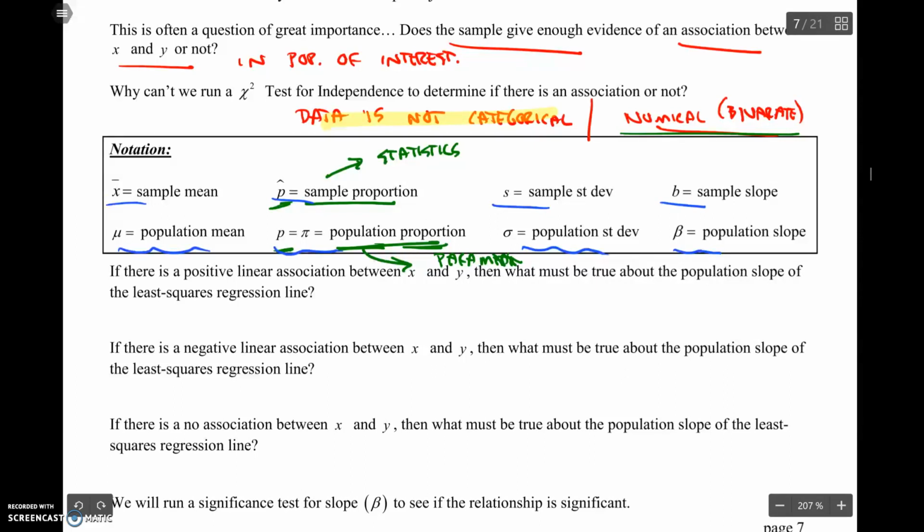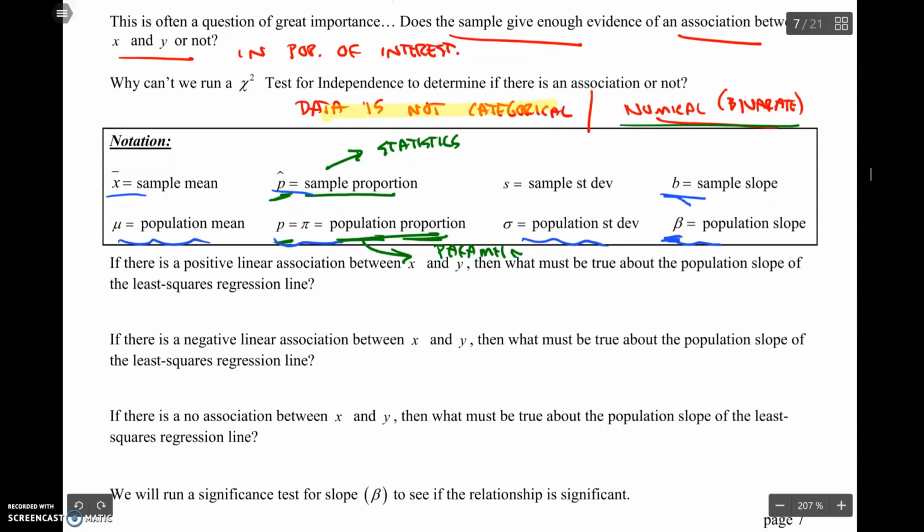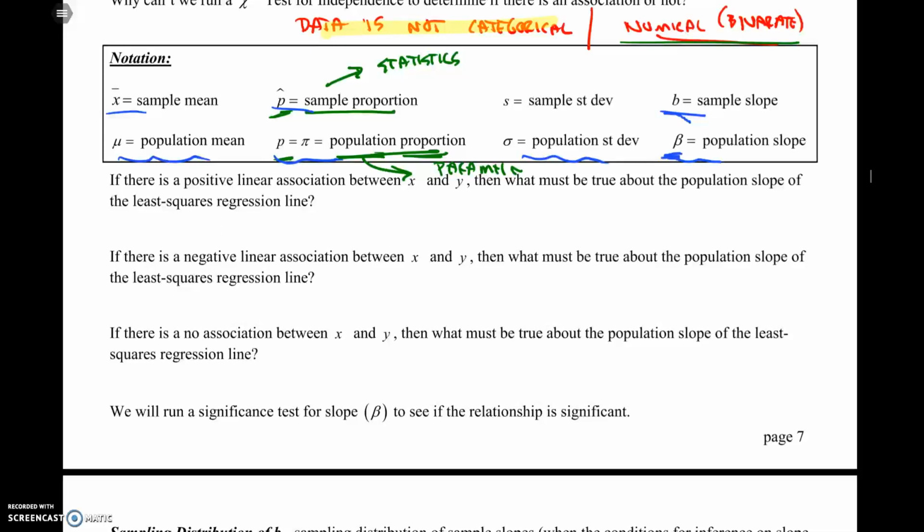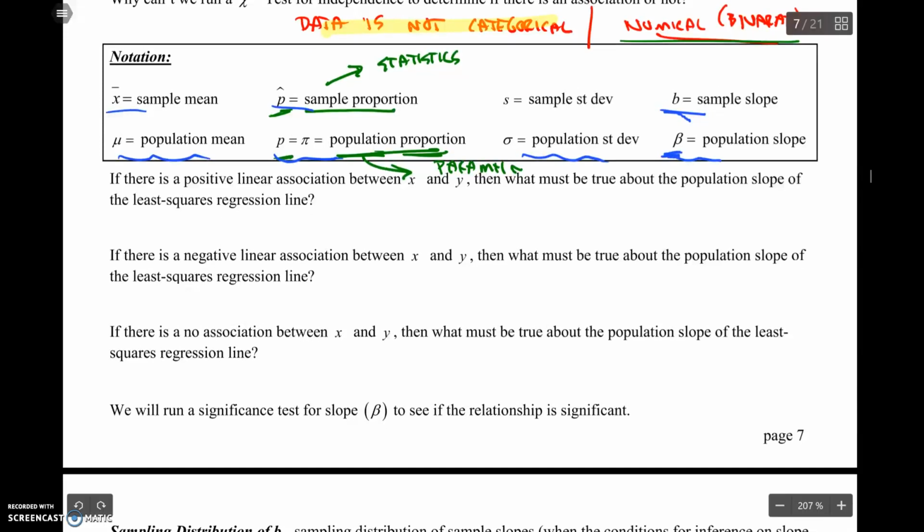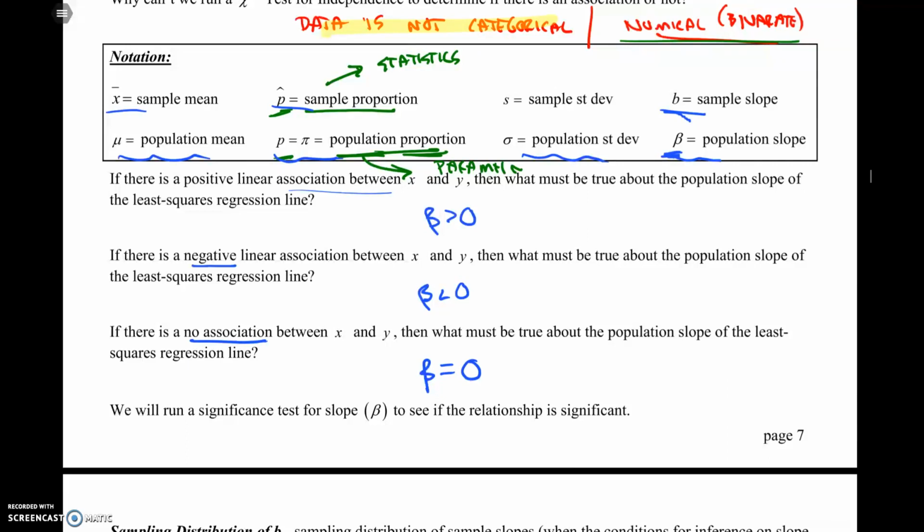So sigma and s, Greek and normal. And then for slopes, we're going to introduce beta for the population parameter slope and b for the sample statistic slope. If there's a positive association between two variables, then our population slope is going to be greater than 0. If there's a negative relationship, then it's going to be less than 0. And if there's no association, then beta is going to be equal to 0. So these are the three things we're interested in figuring out.